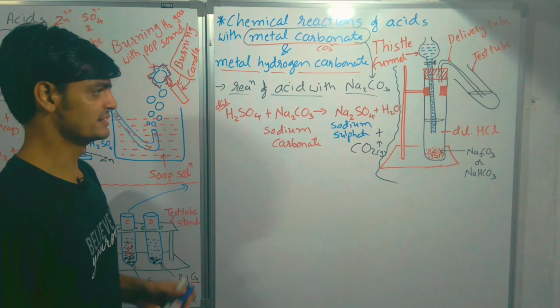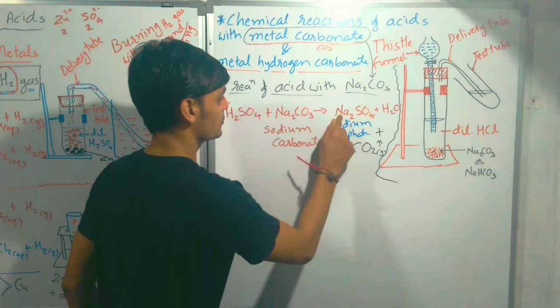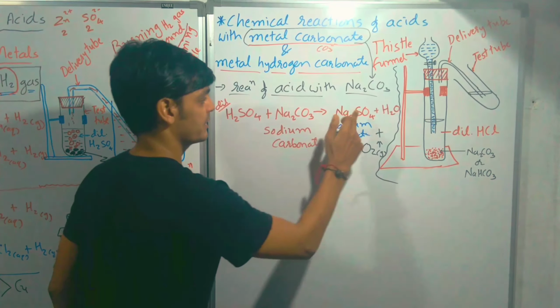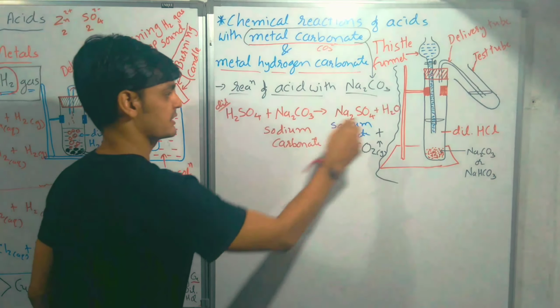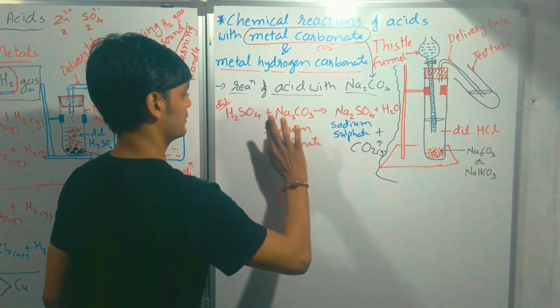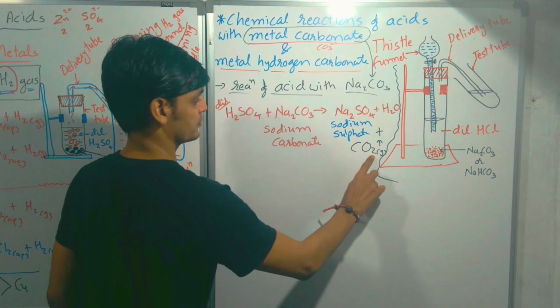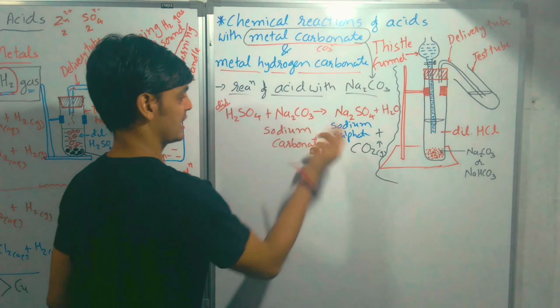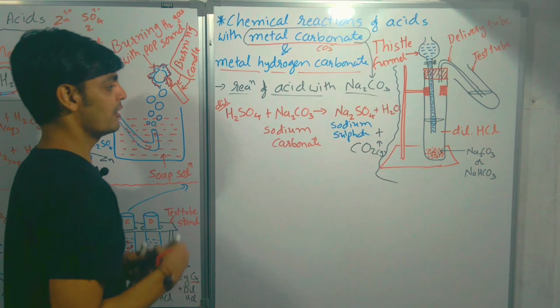So let's check, is it balanced or not? 2Na, SO4, yes, two hydrogens, oxygen 1 2 3, CO3 1 carbon. Okay, it's balanced. Now another example.